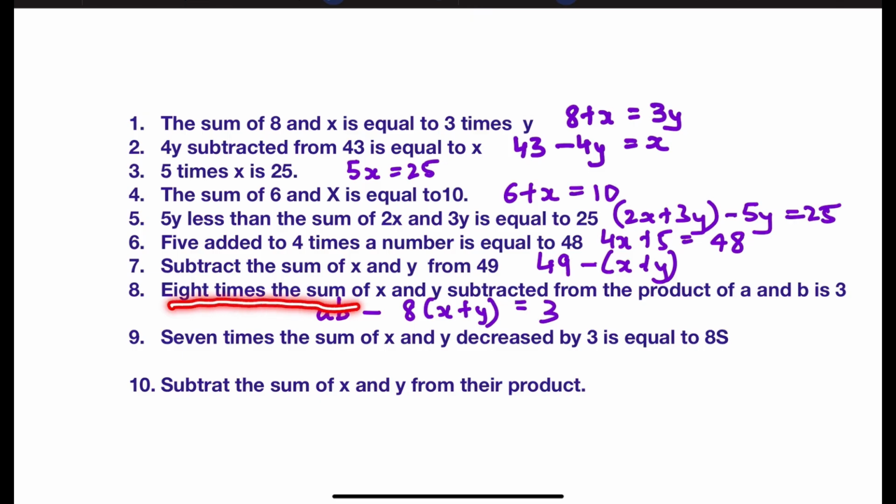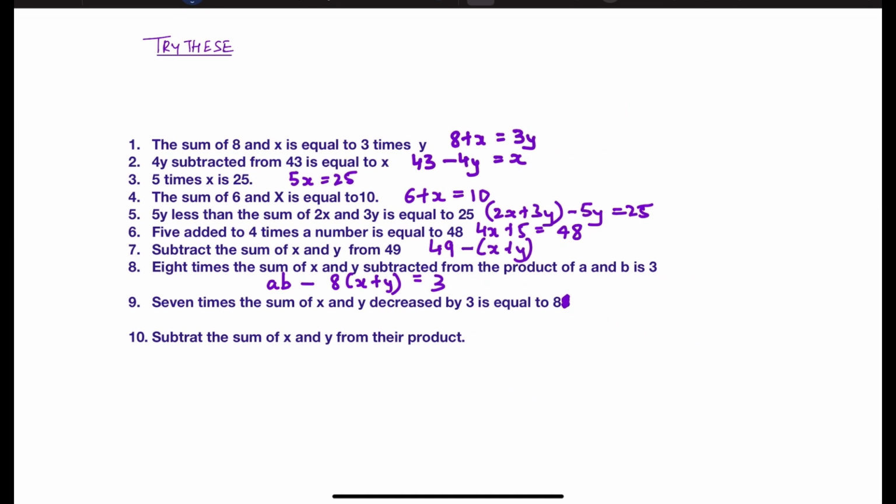8 times the sum of x and y, okay, subtracted from the product of a and b, okay, after from, what is coming first, subtracted, is equal to 3. Yes. Moving forward. 7 times the sum of x and y decreased by 3 is equal to 8. 7 times the sum, decreased by 3.